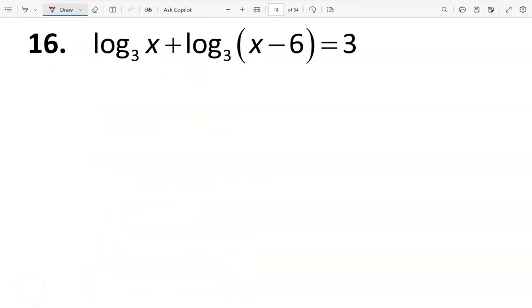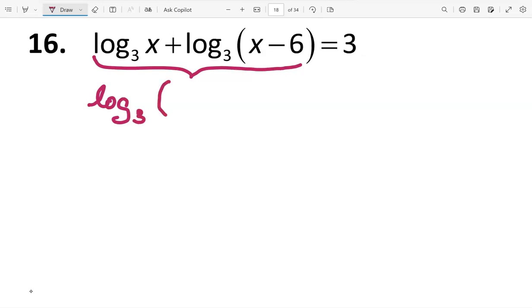In number 16, we have logarithms with the same base on the left side of the equation, so we can condense those. When two logarithms are added to each other, it becomes the logarithm of the two arguments multiplied. So x times x minus 6 is x squared minus 6x. Don't forget to distribute. And that equals 3.